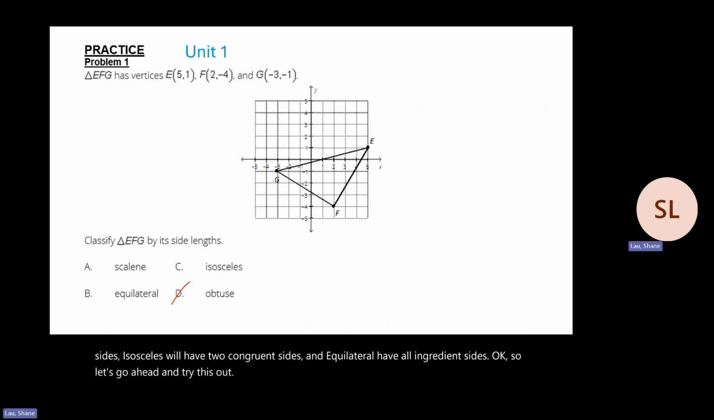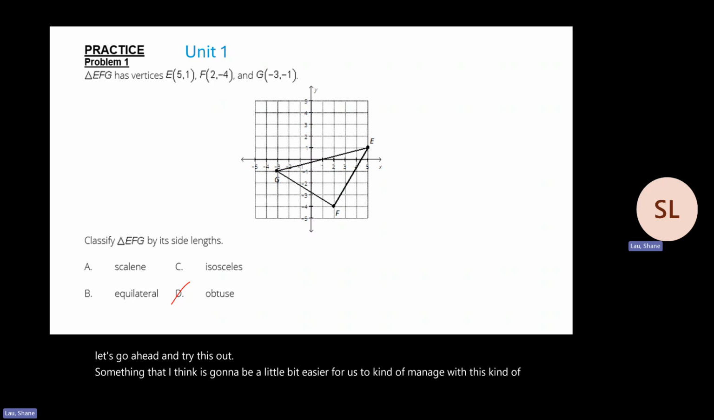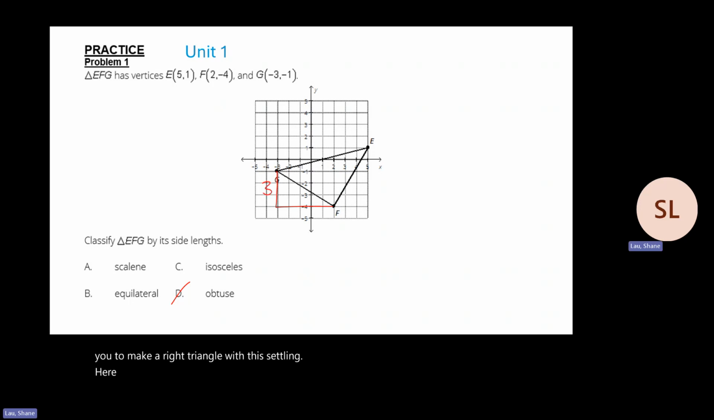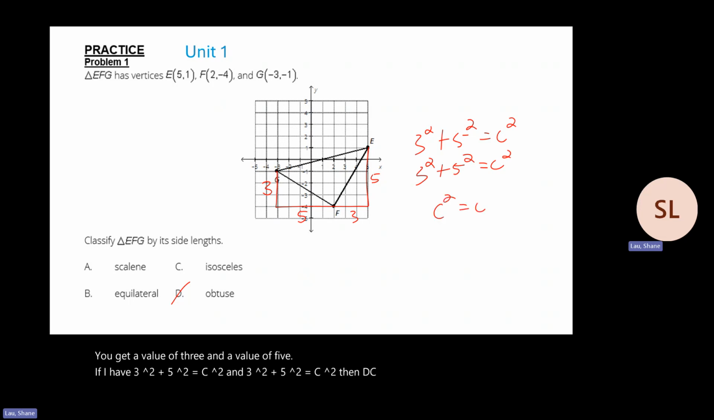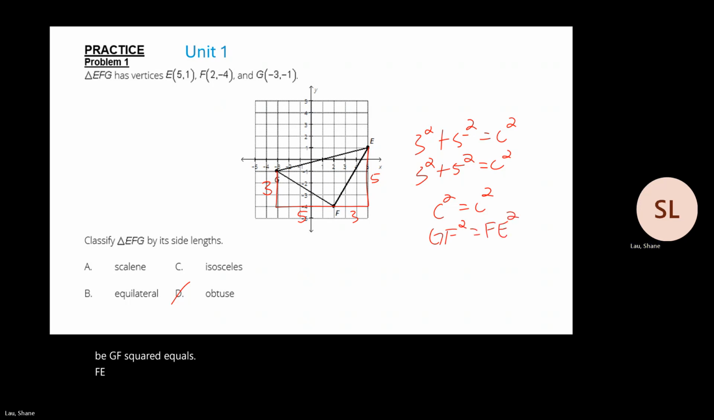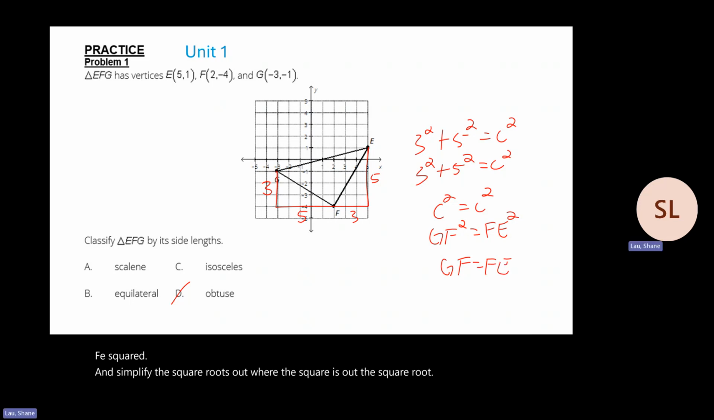Something that I think is going to be a little bit easier for us to manage with this kind of problem, instead of having to find distances all the time, I want you to take this approach. I want you to make a right triangle with this side length. Here we get a value of 3, here we get a value of 5. You do the same thing on the other side. You get a value of 3 and a value of 5. Well, if I have 3 squared plus 5 squared equals c squared, and 3 squared plus 5 squared equals c squared, then these c squareds are going to equal each other. Okay? And so because these side lengths equal each other, and I know one of them is supposed to be GF squared equals FE squared, and I simplify the squares out, the square root, I get that GF and FE must be congruent. So I know at the very least I have two congruent sides.